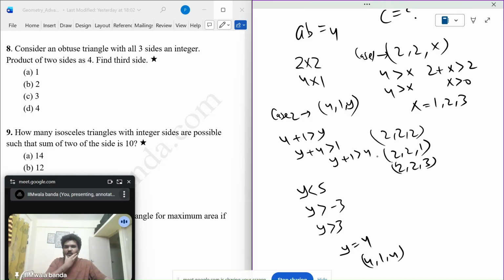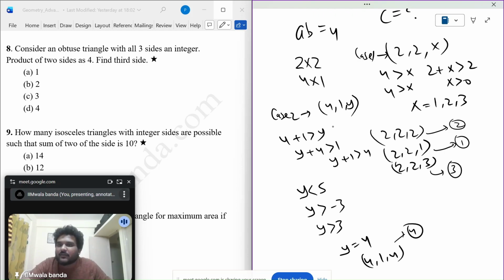Product of 2 sides is 4. So this is the product. Third side is 4 here. Product is 4. Third side is 3 here. Product is 4. Third side is 1 here. Product is 4. Third side is 2 here. So basically, I think it is asking how many values can the third side take? And according to this, I can see that if product of 2 sides is 4, then third side can be 4.